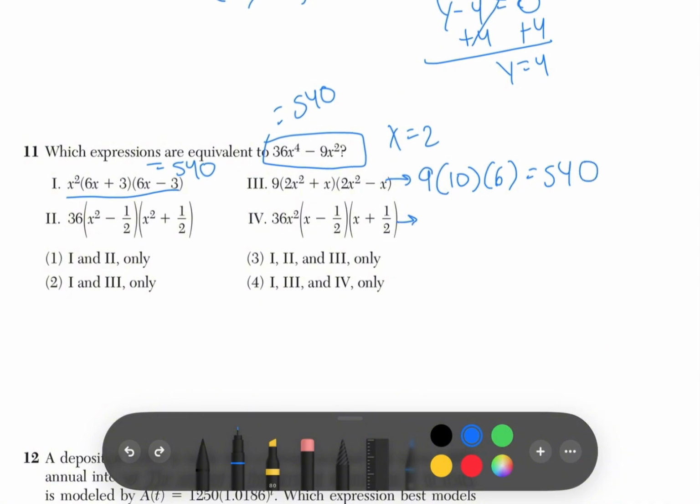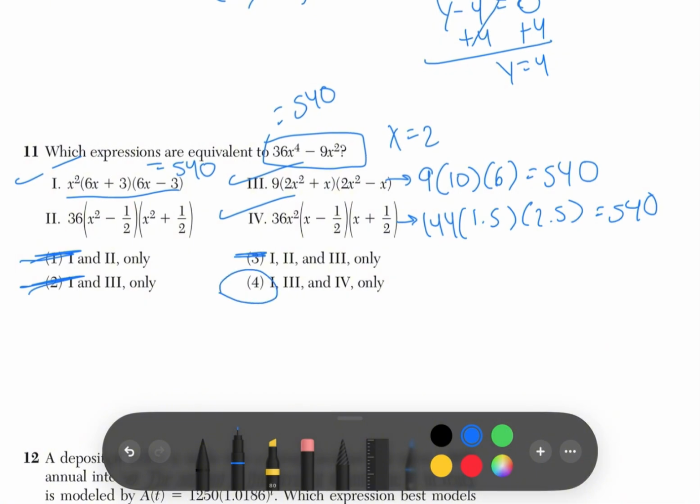We plug it in to 4. We're going to do 2 squared. That's 4. 4 times 36 is going to give us 144. Then we have 2 minus a half. It's going to give us 1.5. Then 2 plus a half is going to give us 2.5. We put that into the calculator, and we're also going to get 540. So 1 passes, 3 passes, and 4 passes. So we can get rid of 1, we can get rid of 2, and we can get rid of 3. So our answer is 4, because it includes 1, 3, and 4.